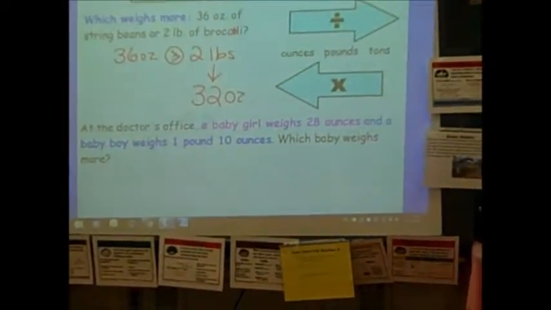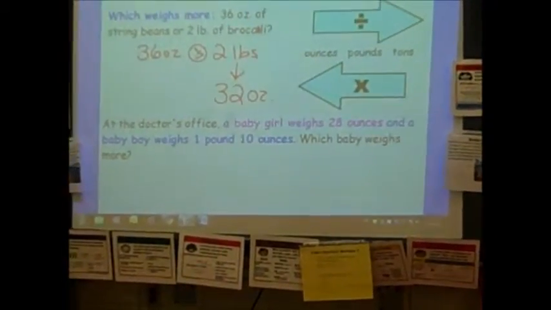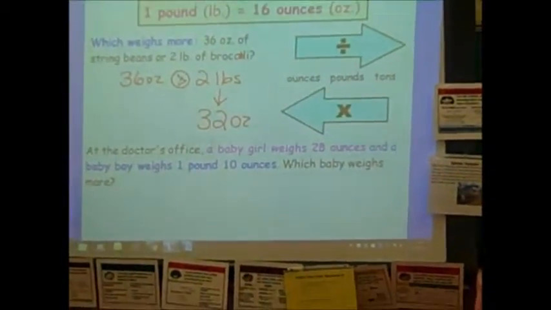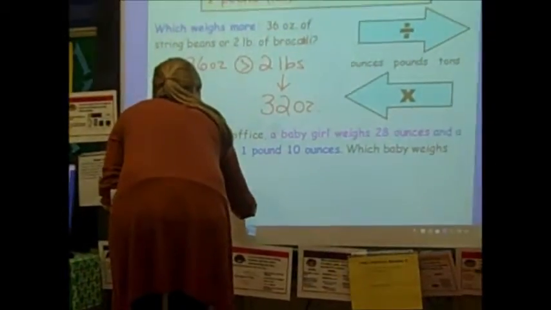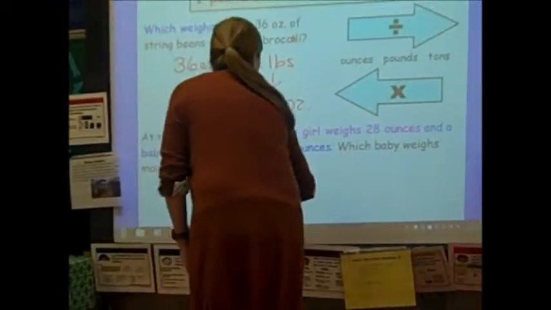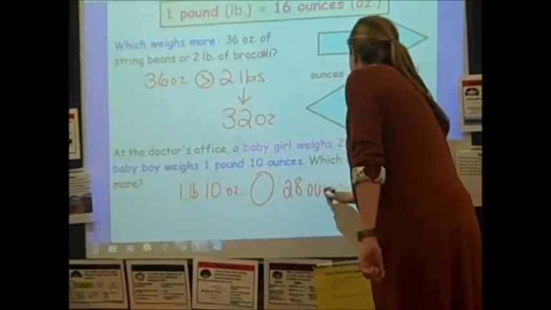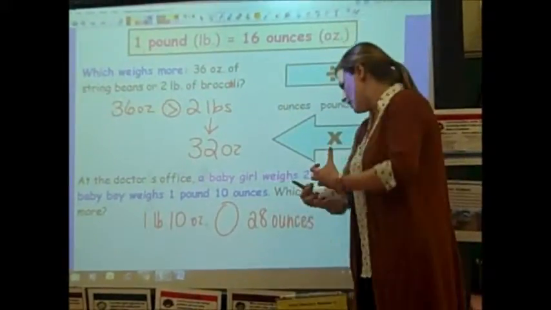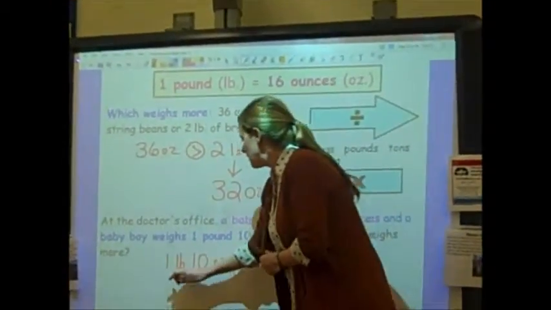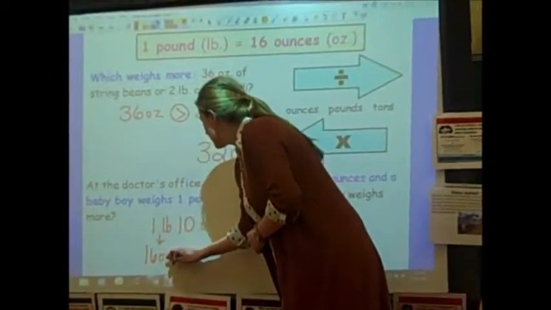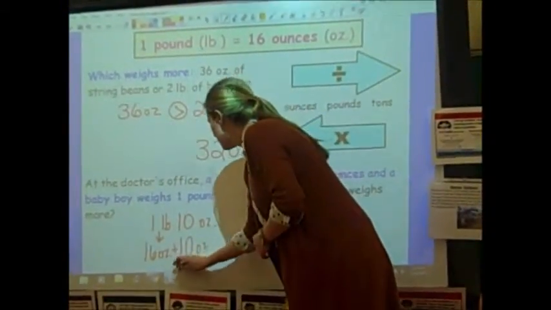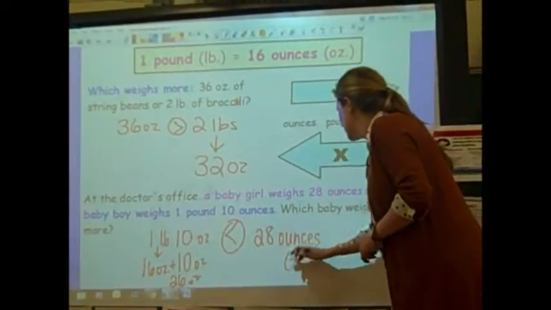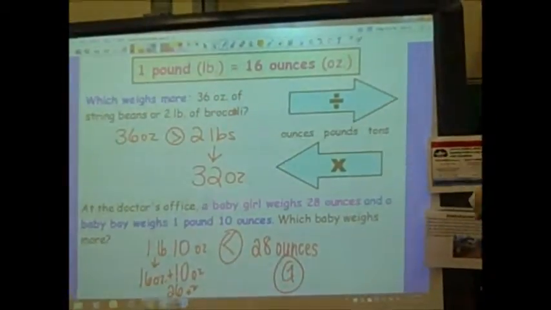At the doctor's office, a baby girl weighs 28 ounces and a baby boy weighs 1 pound 10 ounces. Which baby weighs more? Girl. I always suggest taking your pounds and going to ounces. It's harder to combine your ounces to pounds. So I know that 1 pound is 16 ounces, plus the 10 ounces gives me a total of 26 ounces, and therefore the baby girl weighs more. And they can abbreviate? Yes, absolutely.